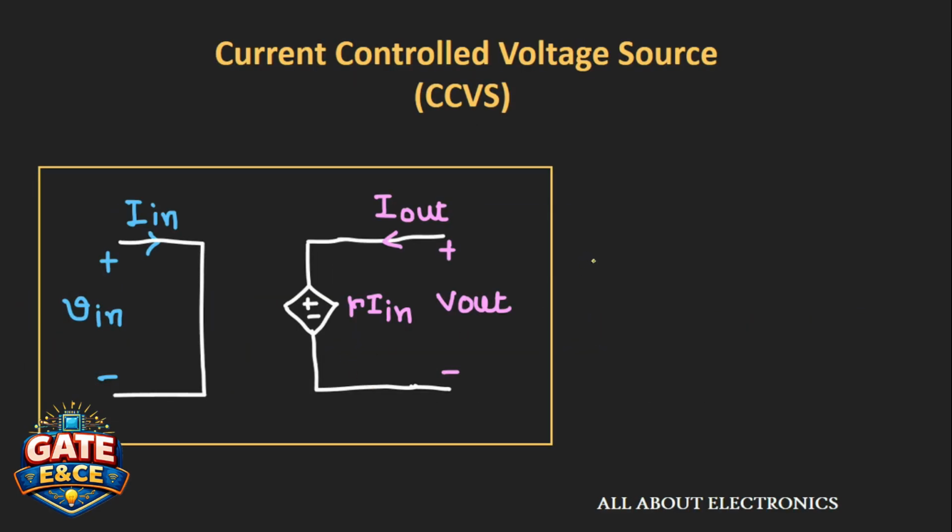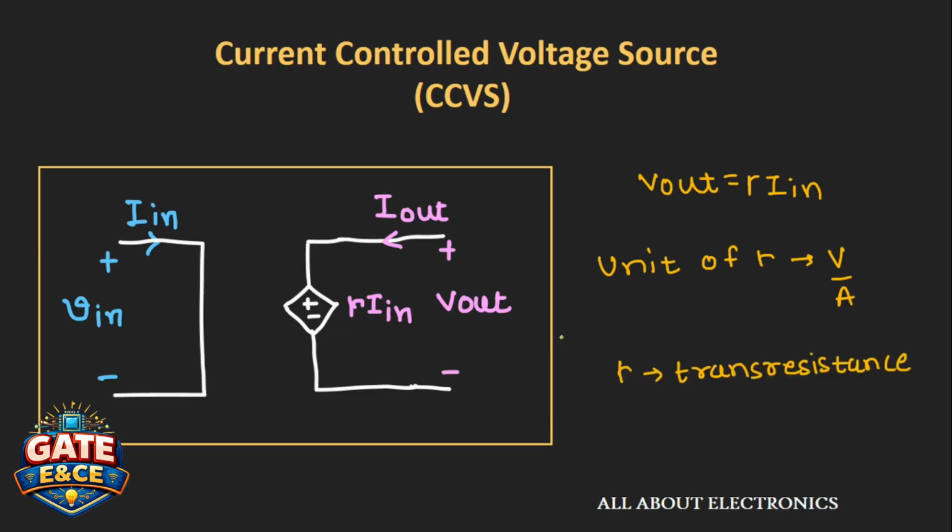The first one is the current controlled voltage source, which can be represented by this diagram. Here, as you can see, the current is controlling the voltage of this voltage source, and the output voltage can be given as R times In, where In is the input current that is controlling the voltage, and R is the coefficient of this voltage source. The unit of this coefficient R is volt per ampere, or we can say that R has the unit of resistance. So sometimes this R is also known as transresistance.